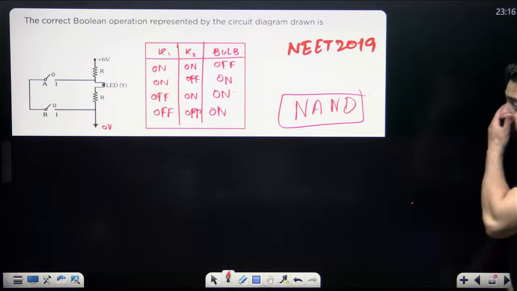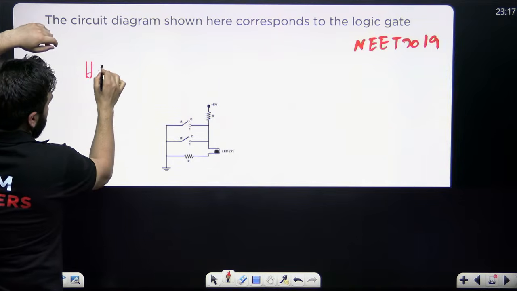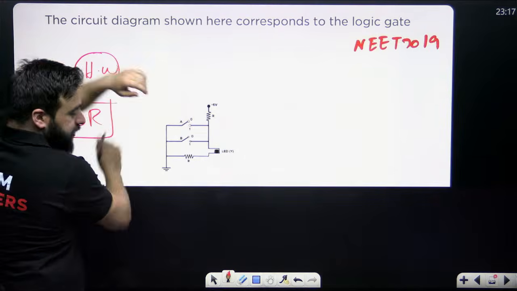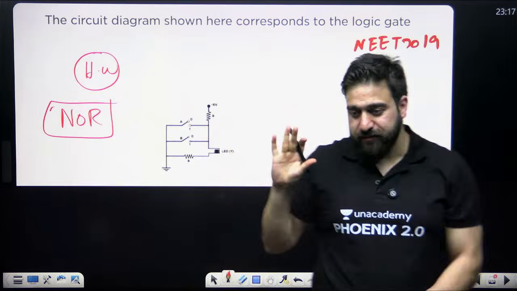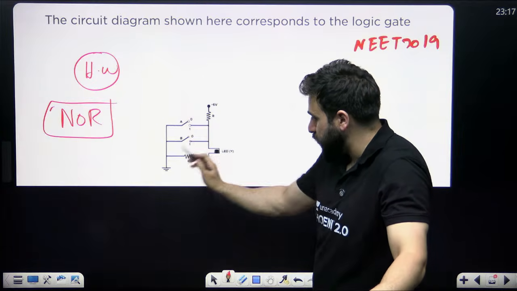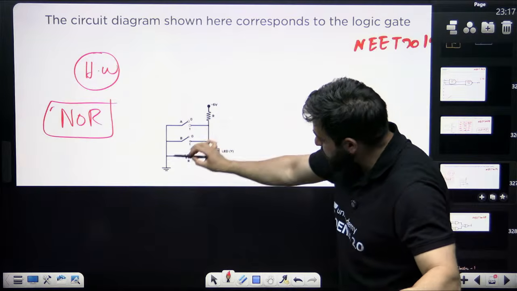Are you able to understand now? This one I'll give you as homework now. The answer in this case is NOR. Make the truth table, then compare the truth table. This is key 1, this is key 2. This will be the LED. This is plus 6 volt. This is 0. Current has to flow from this plus 6 to this 0.